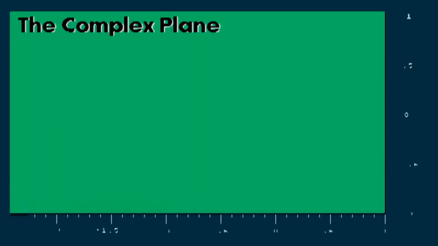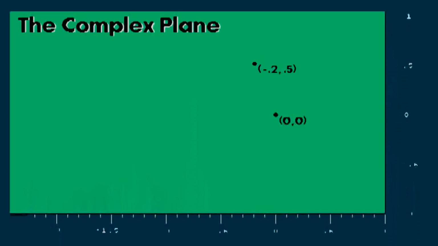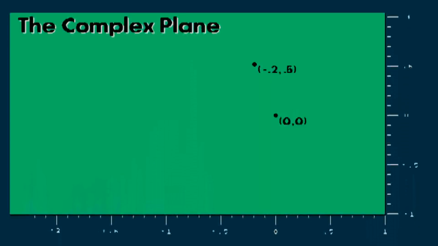This point here represents a complex number of 0, 0. It is at position 0 along the bottom and 0 up the side. This point represents the complex number minus 0.2, 0.5. You can see that we can choose a point anywhere and give it a complex number position, even though it may involve several decimal points. In fact, there are an infinite number of choices.